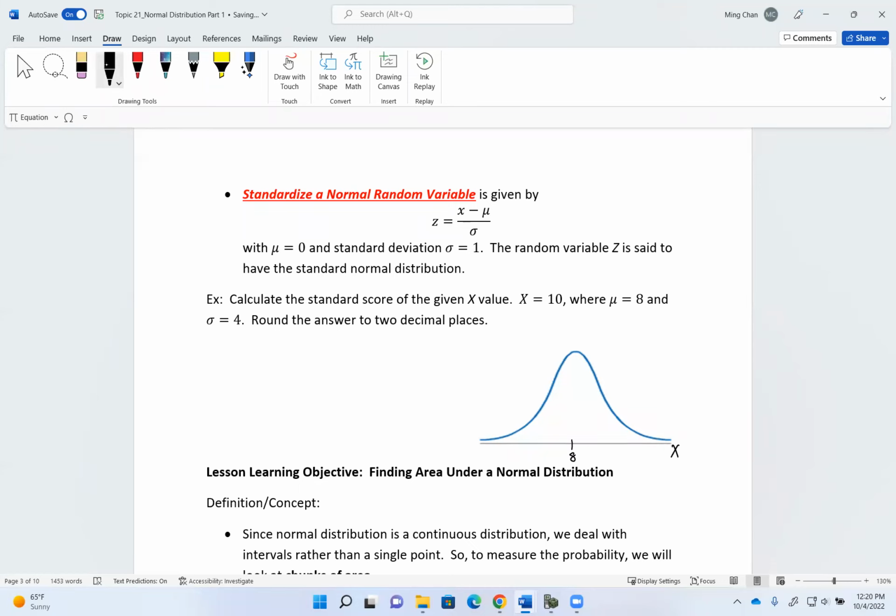The standard deviation is 4. The value 10 is somewhere to the right of the mean. So when I standardize it, I'm basically creating another axis, called z, where the mean is 0. The mean is always 0 when I standardize my normal curve.